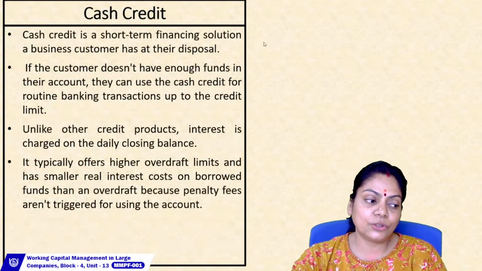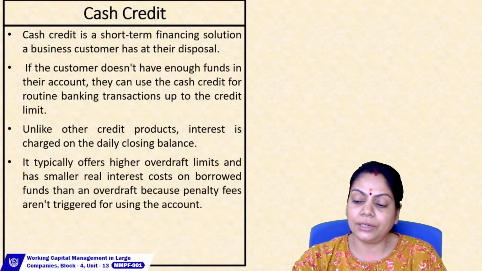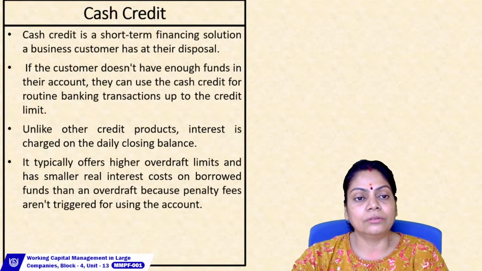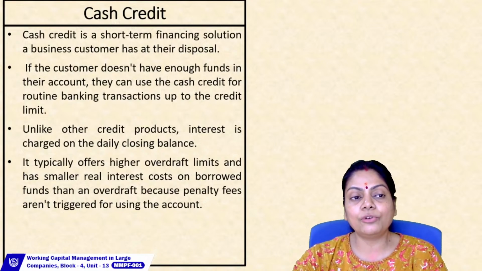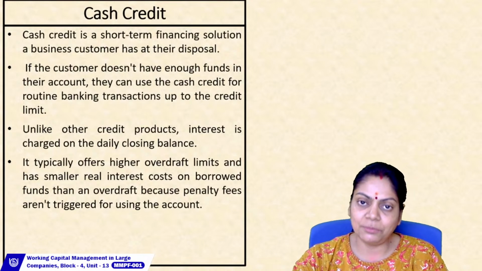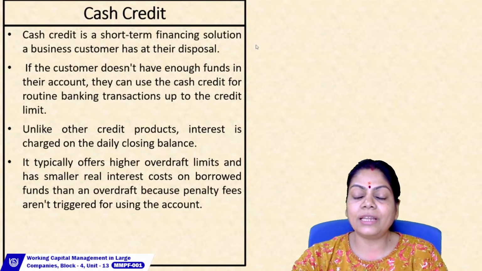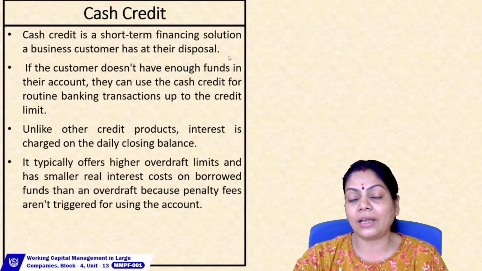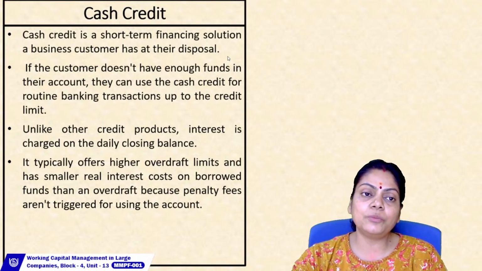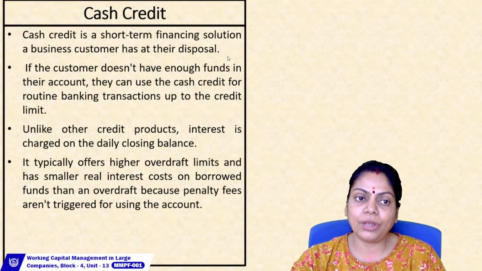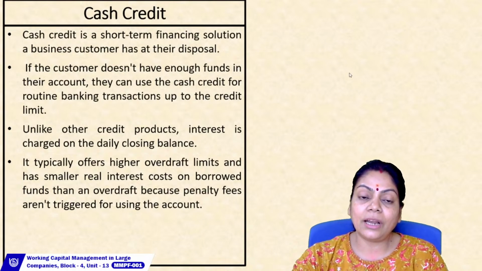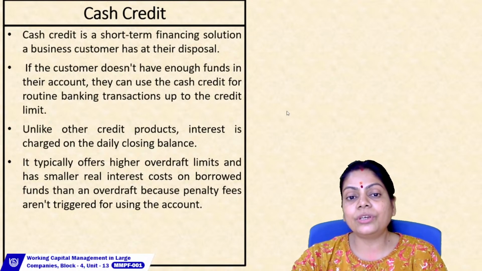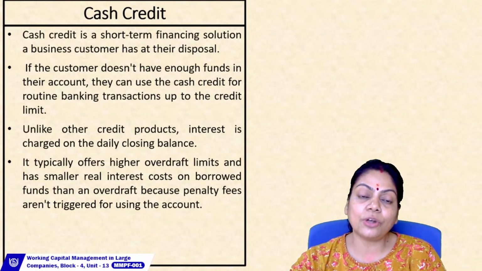Now, in the next source, we could talk about the cash credit, which is a short-term financing solution. Cash credit and overdraft are very similar kinds of things. It's a short-term financing solution that your business customer has at his disposal. Now there is an arrangement between the client and the bank regarding this cash credit. What the client does is, when he doesn't have enough funds in the account, he will use the cash credit for the routine banking transactions up to the credit limit.